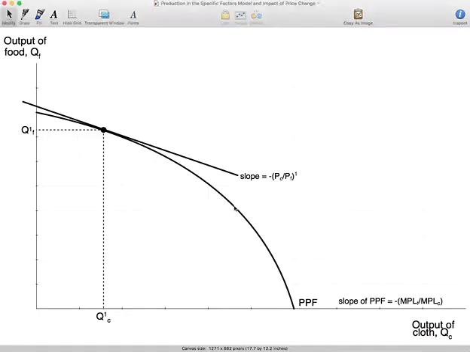So if you take a look here, I have a PPF. Your book would reference it as PP, but in my entire career I've always referred to it as the PPF. We have a PPF that exhibits increasing opportunity cost.